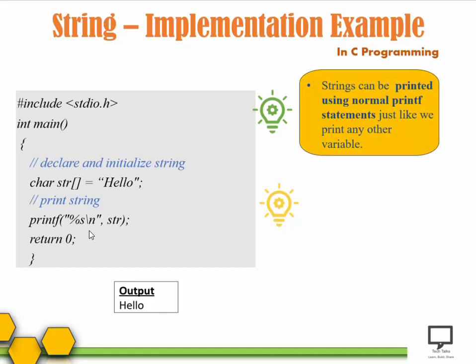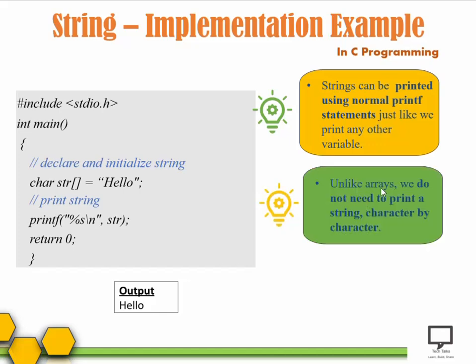Let's focus on the next point: unlike arrays, we do not need to print a string character by character. Here, you must have observed that if we want to display multiple values present in an array, you will require a for loop: for i equal to 0, i less than size of array, i plus plus, and then printf %d comma array of i. This is not used over here.